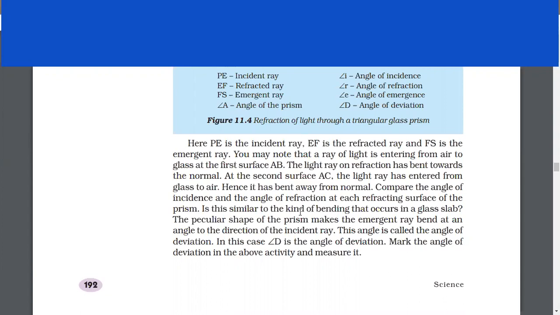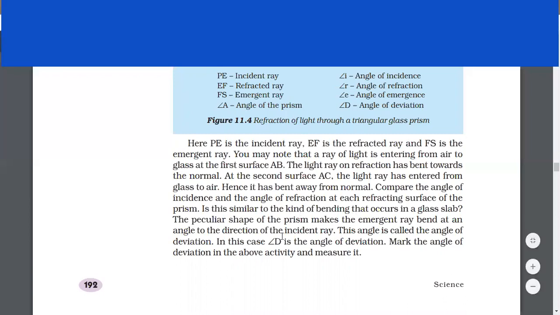You may note that a ray of light is entering from air to glass at the first surface AB. The light ray on refraction has bent towards the normal. At the second surface AC, the light ray has entered from glass to air, hence it has bent away from the normal. Compare the angle of incidence and the angle of refraction at each refracting surface of the prism. Is this similar to the kind of bending that occurs in a glass slab?